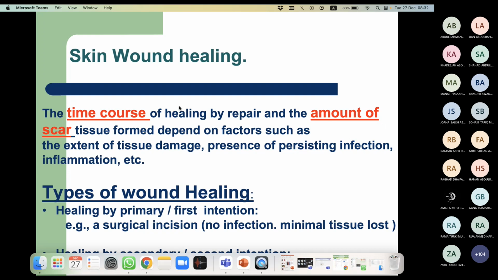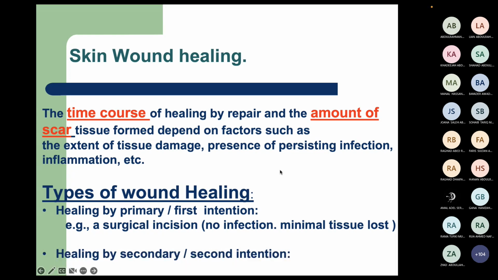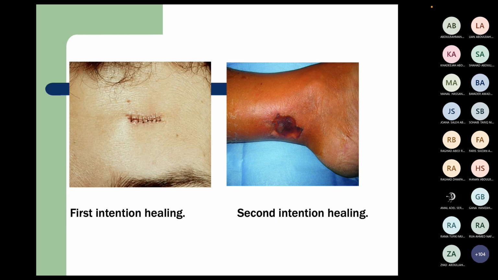To understand all this process, we are using the example of skin again. We are using the example of skin wound healing, and we come to know that there are two types of wound healing. One is healing by primary intention, also called healing by first intention. The second is healing by secondary intention, or healing by second intention. These are just the names of the two types of wound healing, and for that we take the example of skin. This diagram is self-explanatory. They also use the words first intention healing and second intention healing.